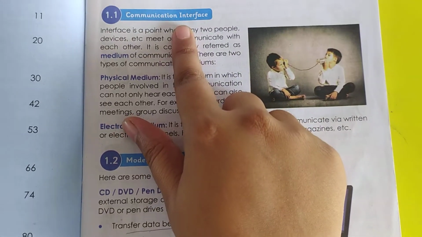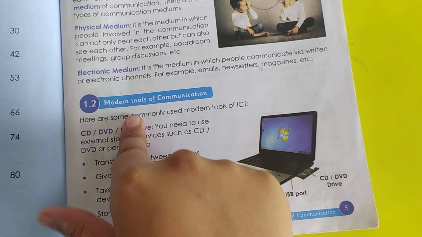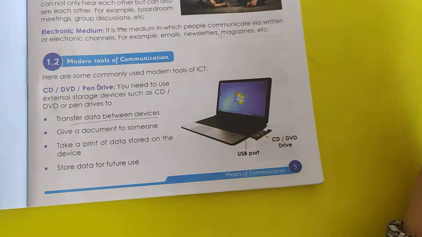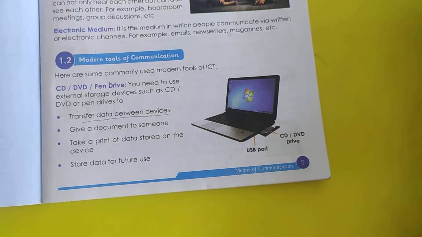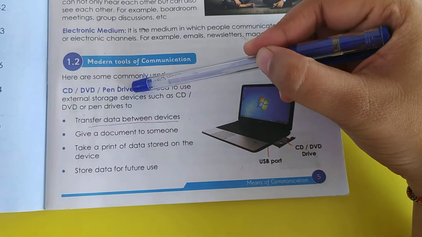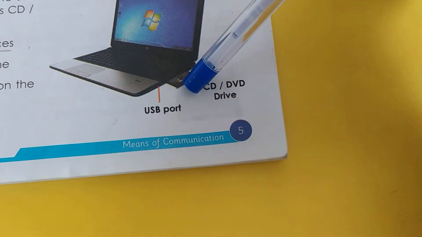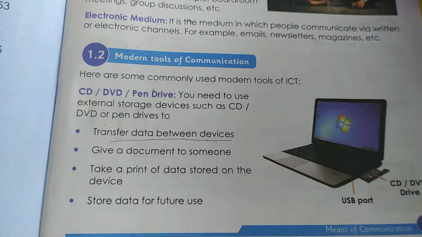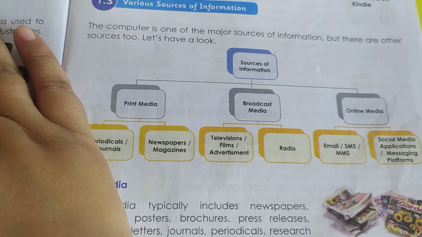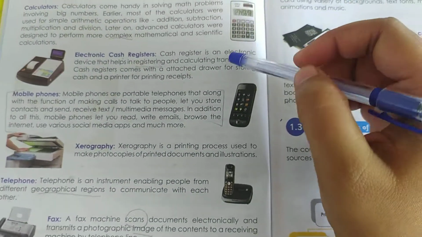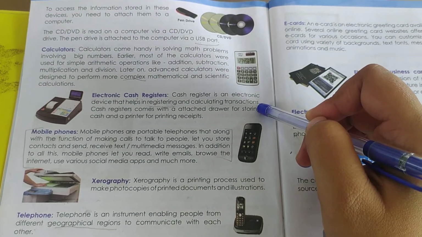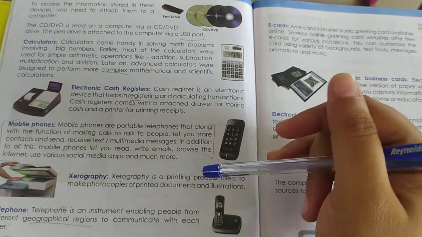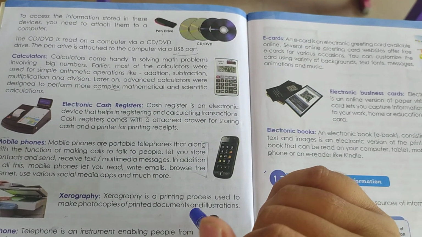That is communication interface we have come across, and modern tools of communication, the different things that we use, like CD, DVD, pen drive, how to insert CD in laptop, what is USB port, we have seen. Do you remember all this? If you don't remember, please go through the previous video. Just scroll upwards in your WhatsApp. There you can find my videos on these topics. You can watch the videos, okay?